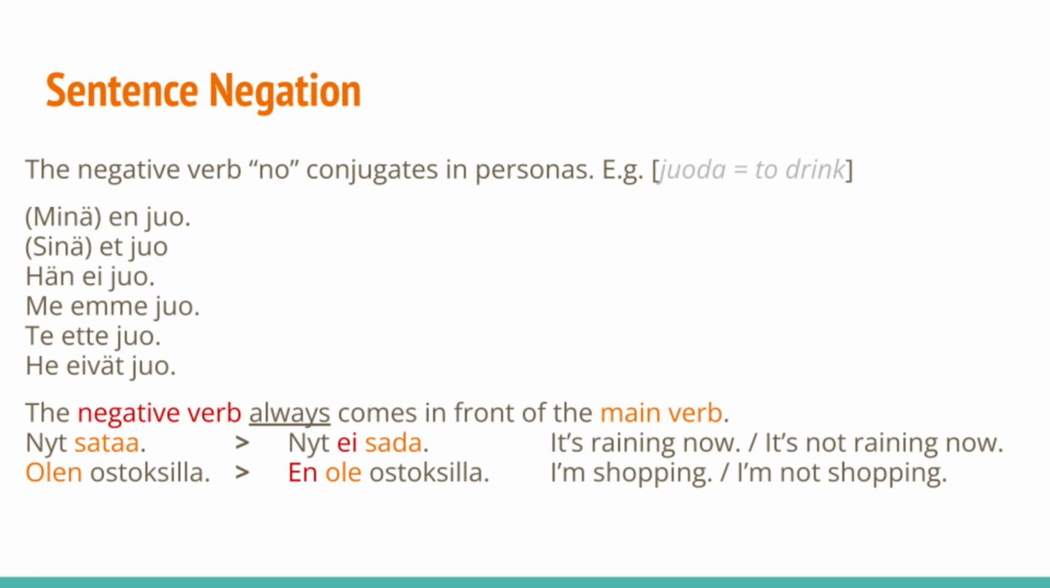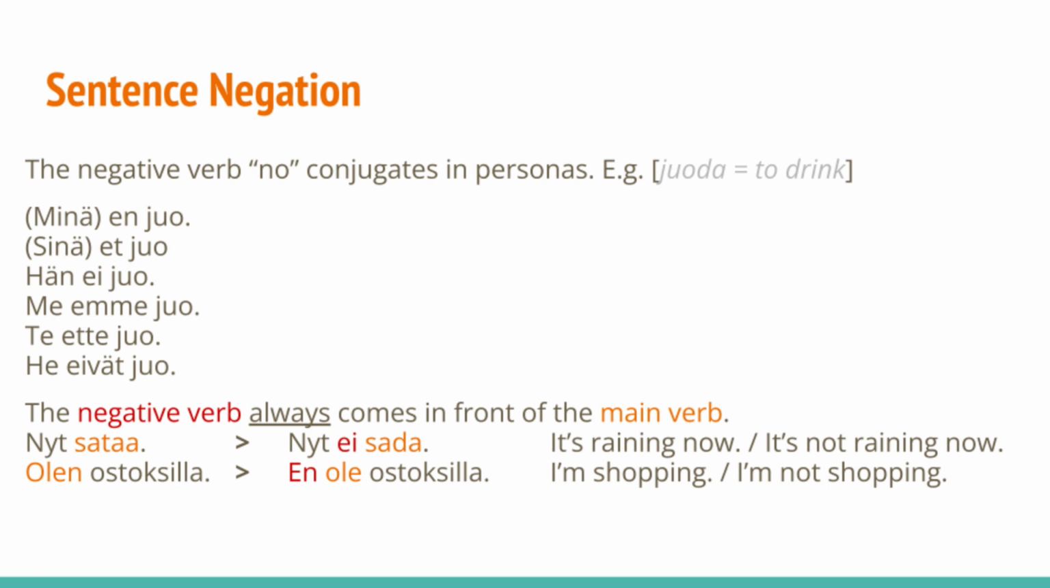The next one, this is still about the sentence structure. This is about how you make negative sentences. The negative verb also always conjugates depending on the person, depending on the subject, the person that is doing the action of the sentence. I made here some examples with the verb "juoda", to drink, and I'm going to read them out loud, but basically you can already see that the verb no, aka "ei", does conjugate. Minä en juo, sinä et juo, hän ei juo, me emme juo, te ette juo, he eivät juo.